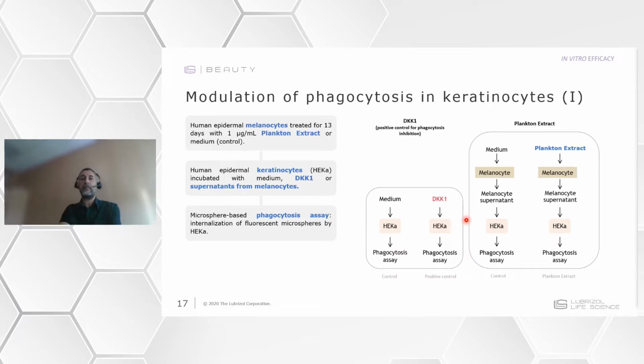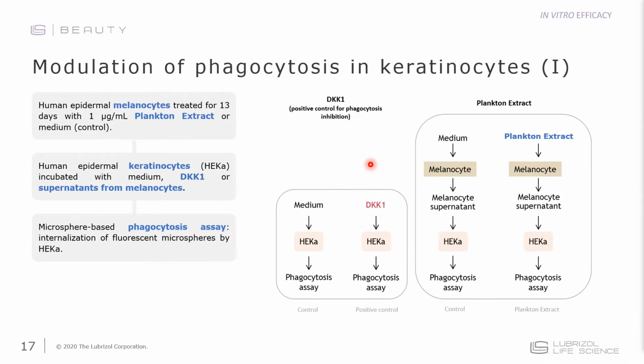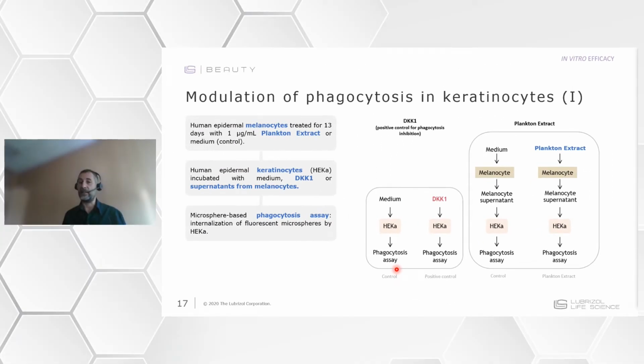The third experiment is the modulation of the phagocytosis in the keratinocytes. So in that case, we produced two different sets of experiments. In the first one, we take some keratinocytes that were incubated in a standard cell culture medium. And we perform a phagocytosis assay. Basically, in this phagocytosis assay, we have some microspheres with a fluorescent agent inside, and we want to see if the keratinocytes are able to phagocytize and internalize these fluorescent microspheres inside the keratinocytes. Okay, so this is the positive control.